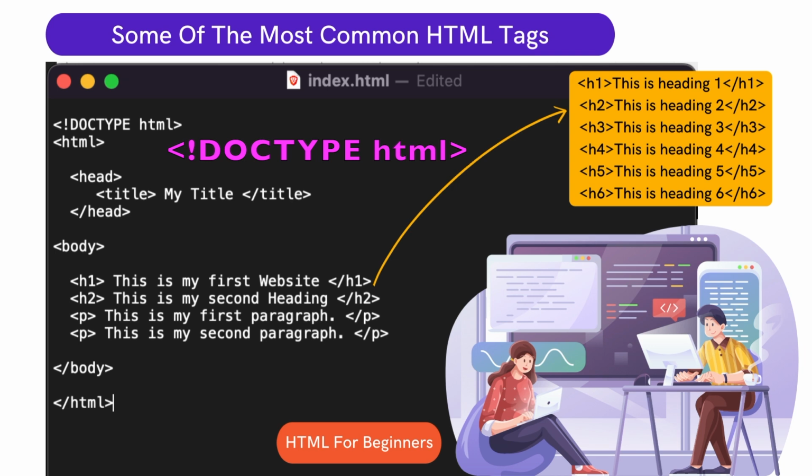Exclamation mark doctype html in angle brackets is the syntax in HTML5. So in our example, this tag defines that this document is an HTML5 document. One thing to keep in mind is that all HTML documents must start with a document type declaration.